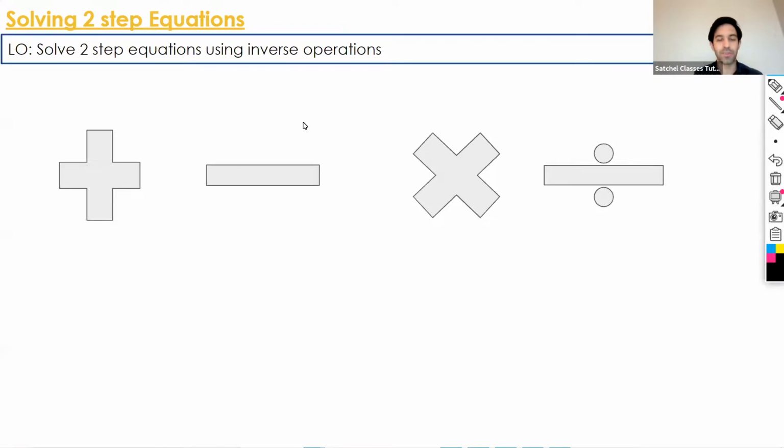Hi math students, it's Mr. Hatchgasson, and today we're going to learn how to solve two-step equations using inverse operations.